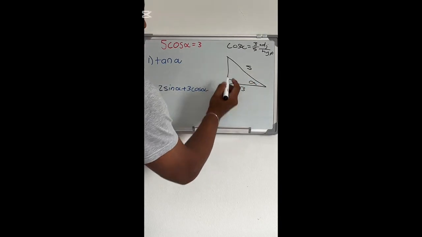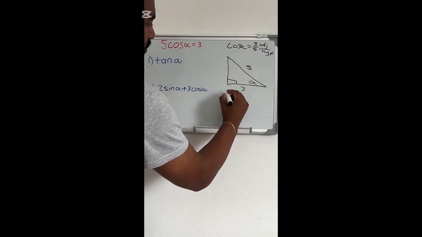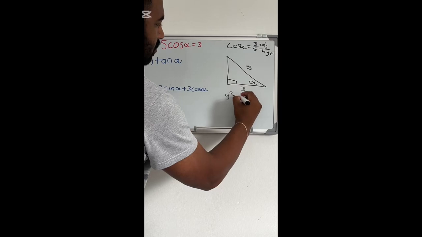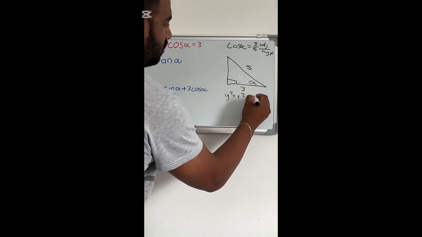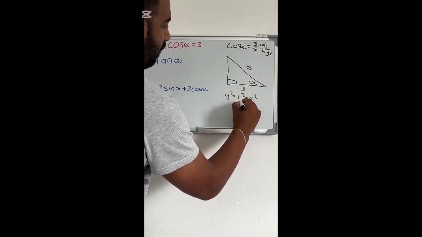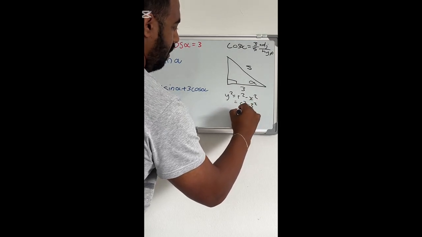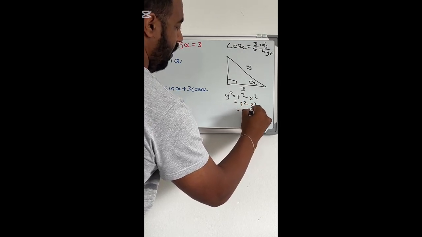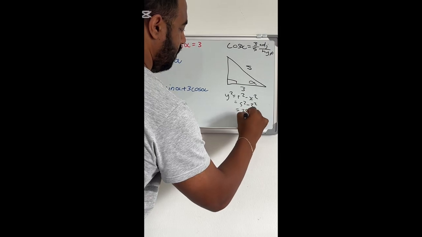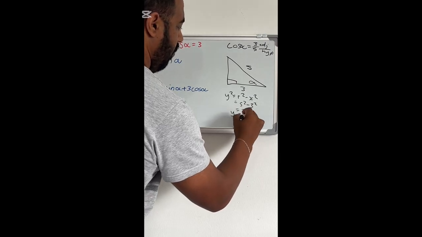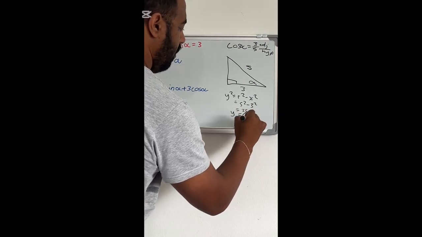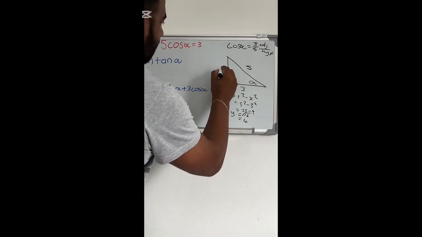To work out this side, we need to do Pythagoras. So we say y squared is equal to r squared minus x squared, which gives you 5 squared minus 3 squared, 25 minus 9, which gives you 16. To get y alone, we square root that and it will be 4. So that side is 4.